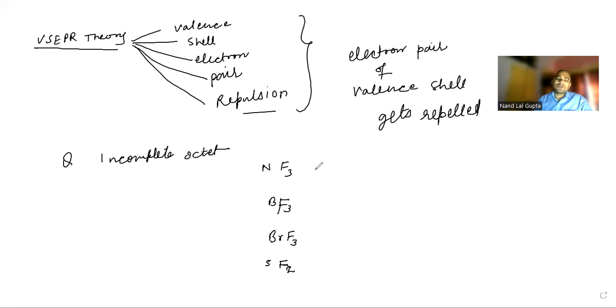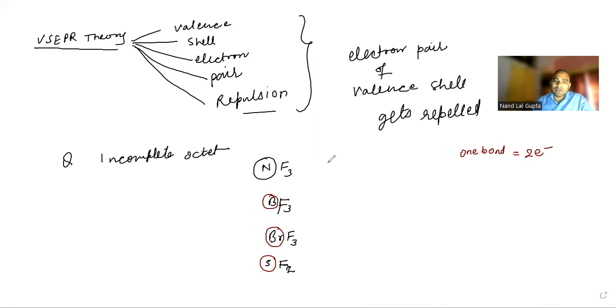Okay, so Arav, you see NF3 is there, BF3 is there, BrF3 is there. This many molecules are there. Now, how to find out? Firstly, take the central atom. Always try to take the central atom. Other atoms are the surrounding atoms. One bond is equal to two electrons, right? So fluorine is forming three bonds.